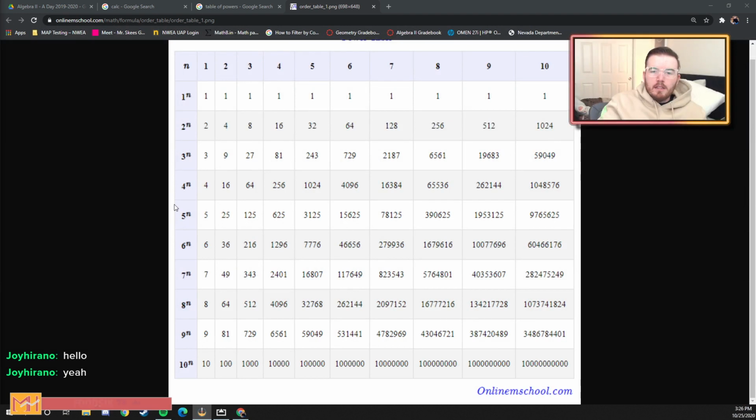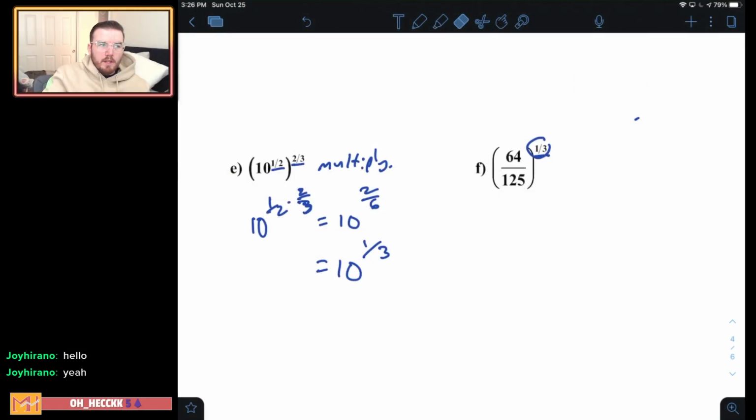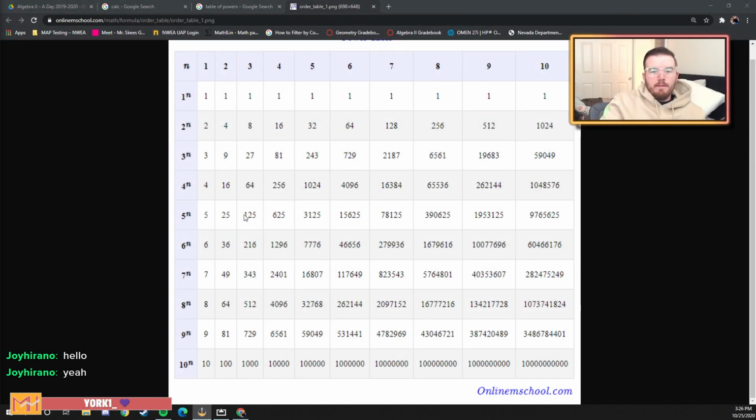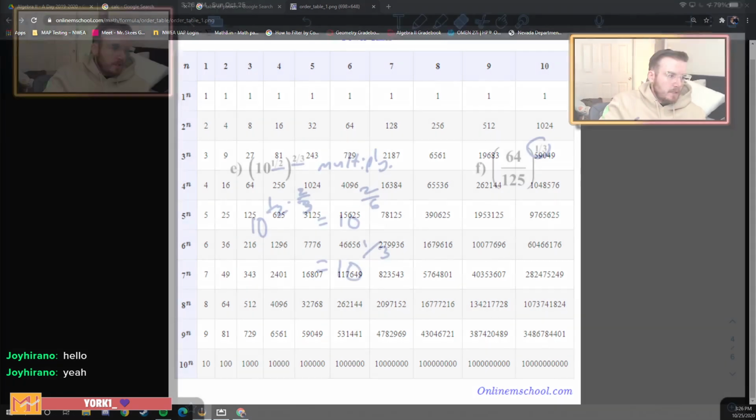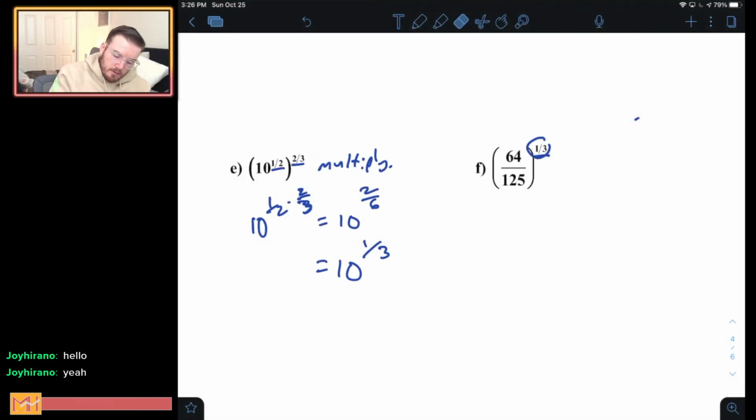So I'm inclined to take a look at this. The cube root of 64 is 4. And that other number on the screen there was 125. The cube root of 125 is 5. So this just simply breaks down to 3/5.